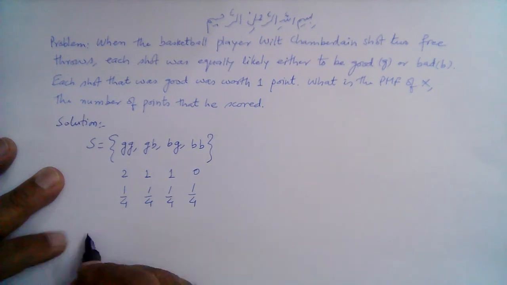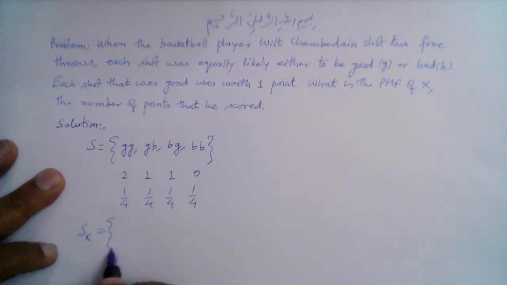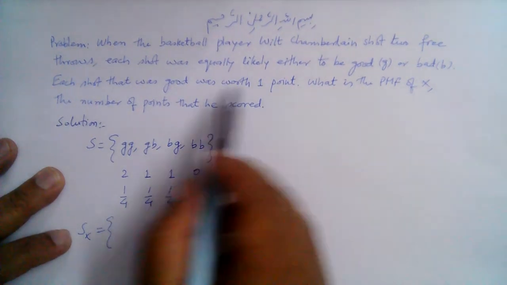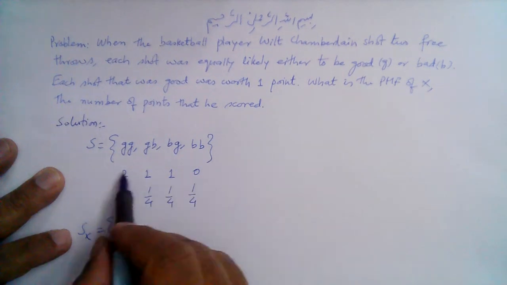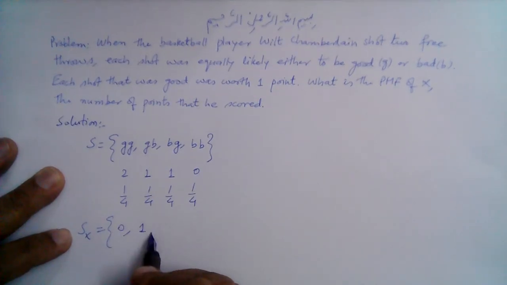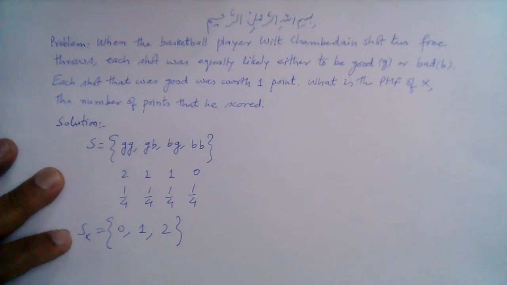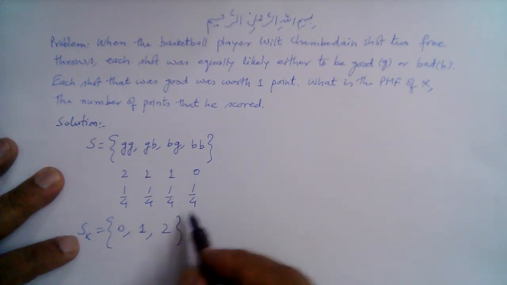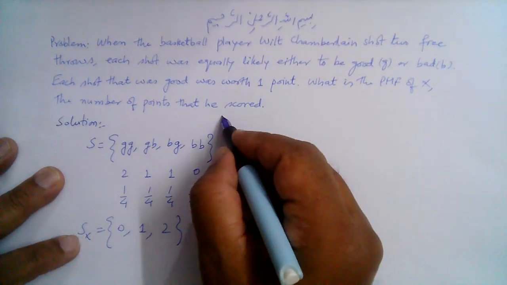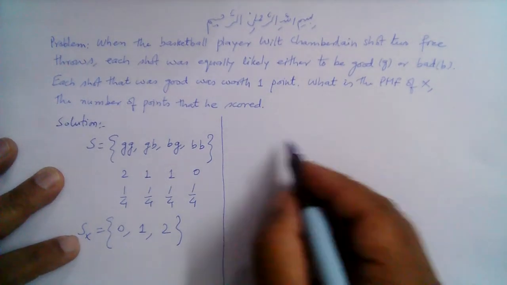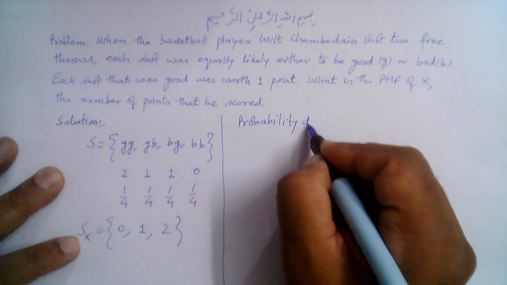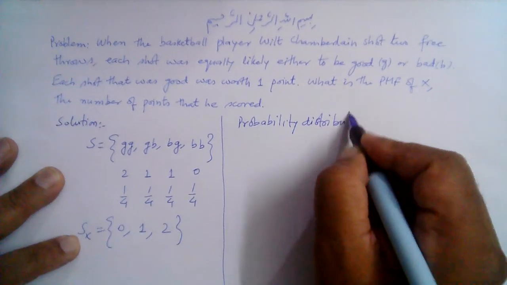So the range of this random variable X, the number of points that is scored, is 0, 1, or 2. This is the range of the random variable X, and these are the corresponding probabilities. So we can write it in the form of a table, the probability distribution of random variable X, or PMF of random variable X.